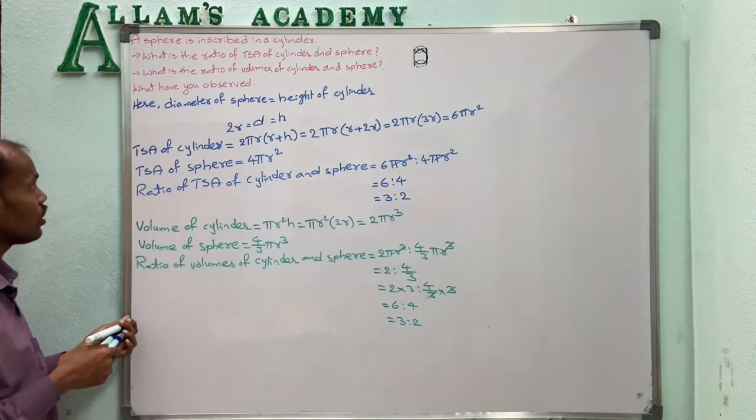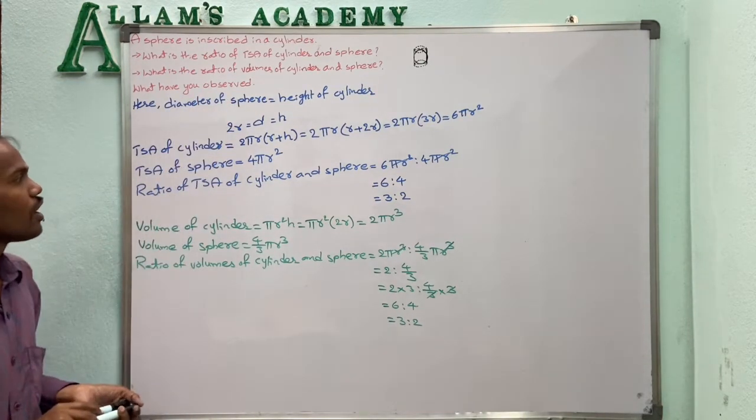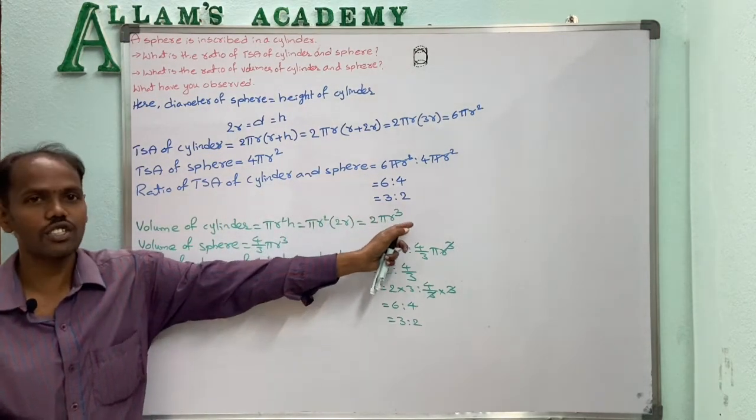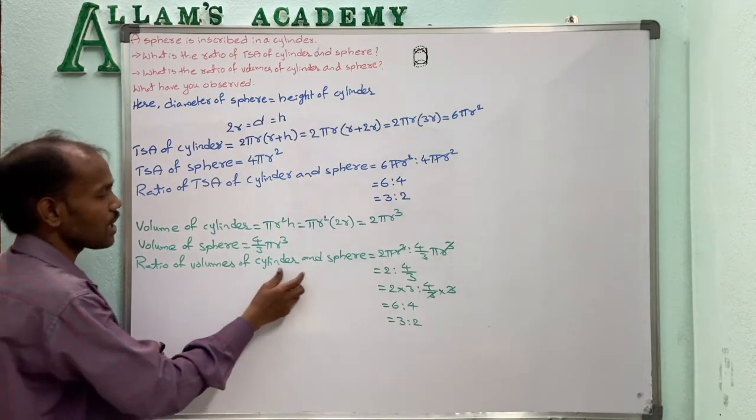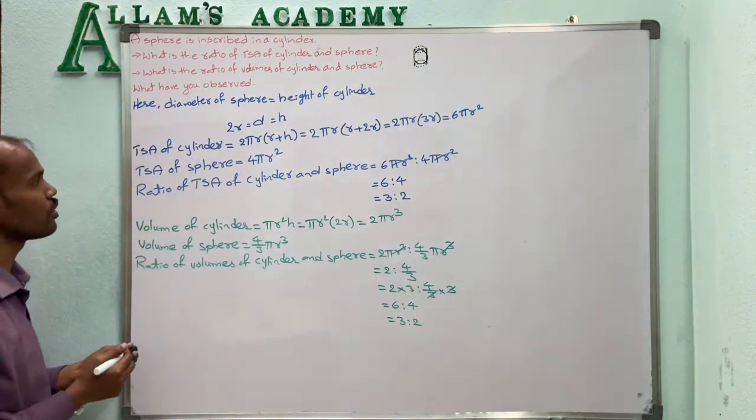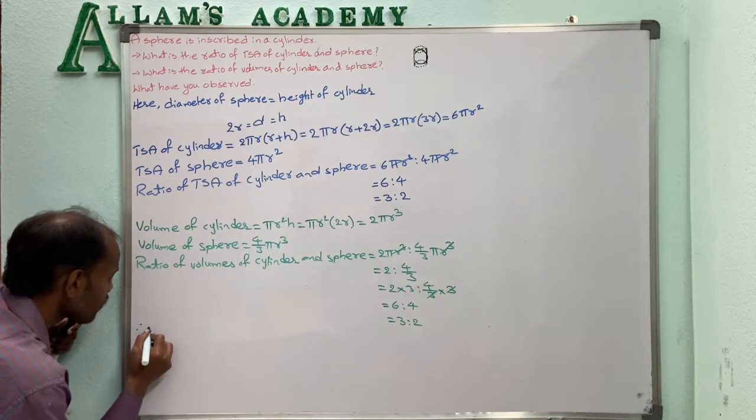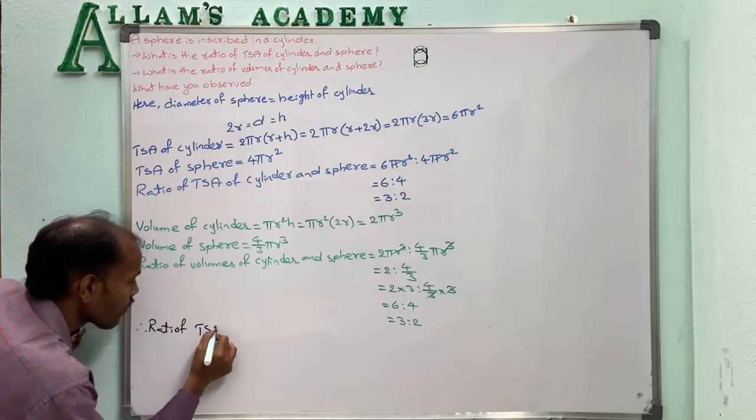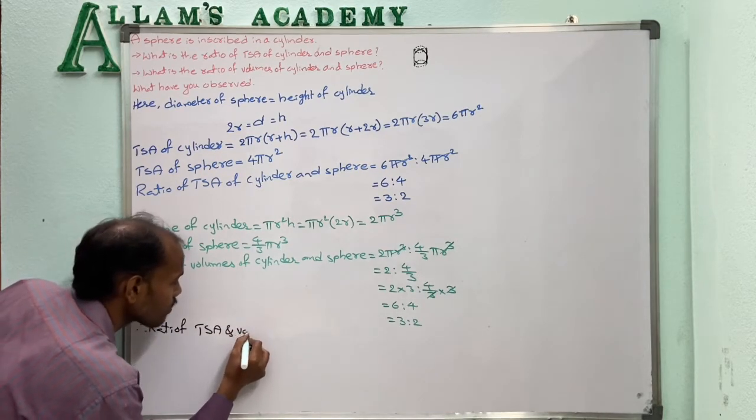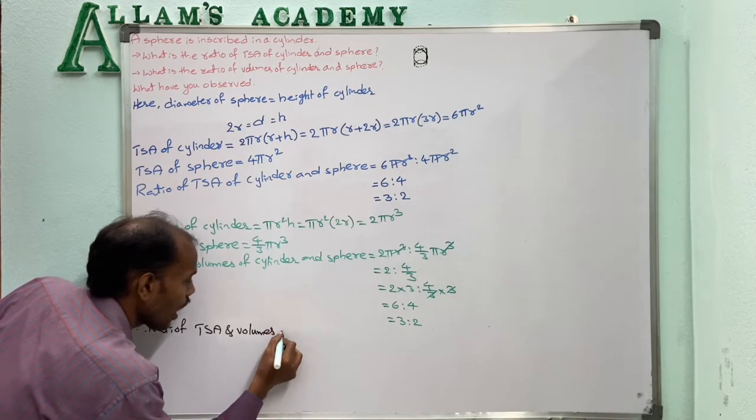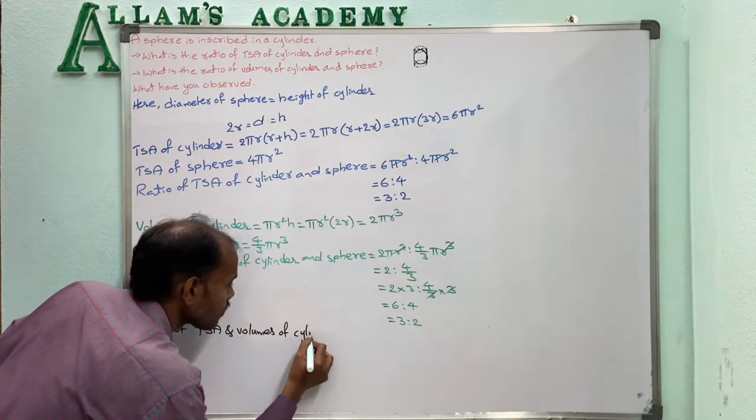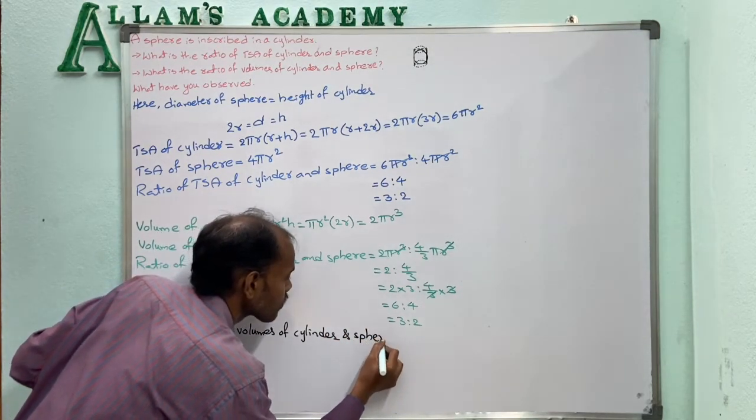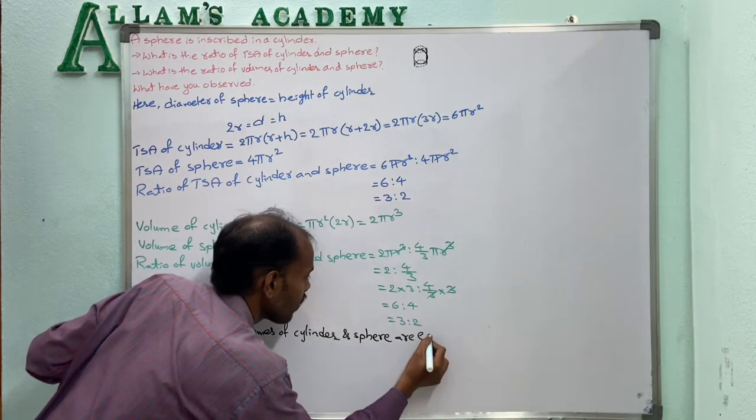Now here it asks what you have observed. Observing, the ratio of the total surface area of the cylinder and sphere is 3 is to 2, and the ratio of volumes of the cylinder and sphere is also 3 is to 2. Therefore, the ratios of total surface area and volumes of the cylinder and sphere are equal.